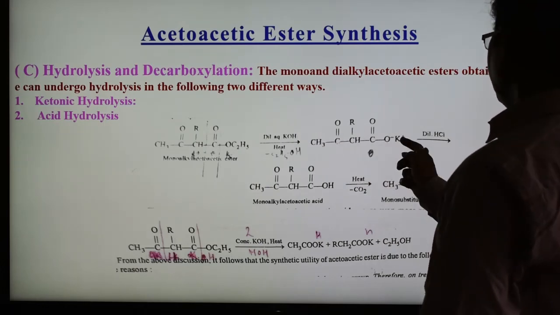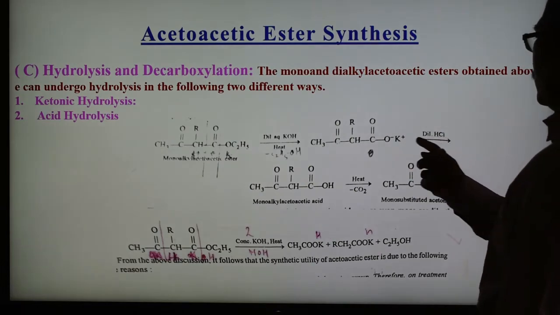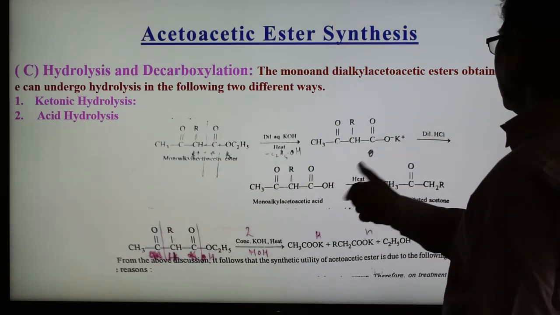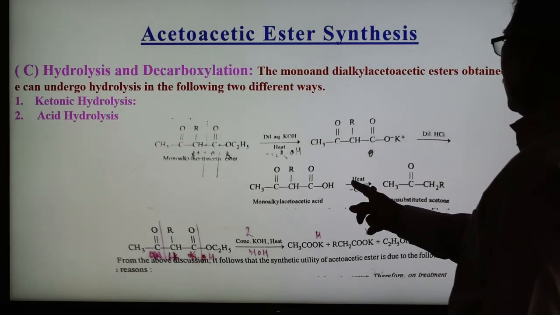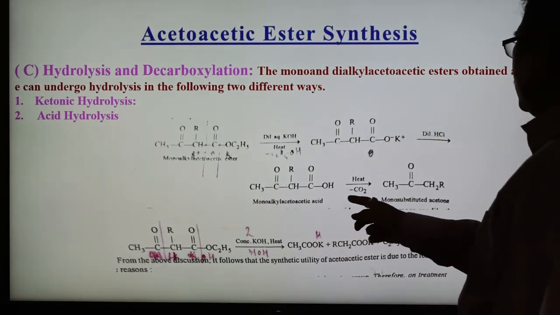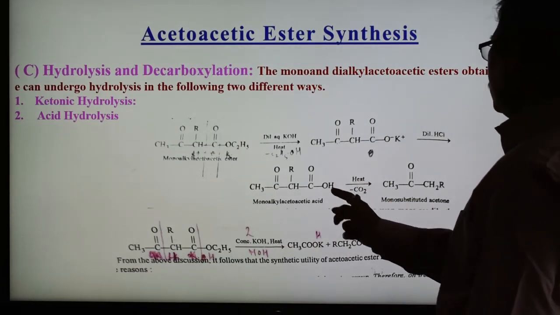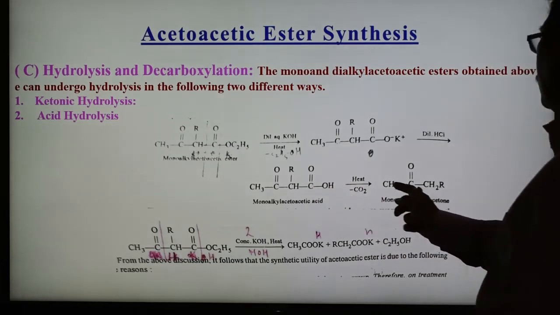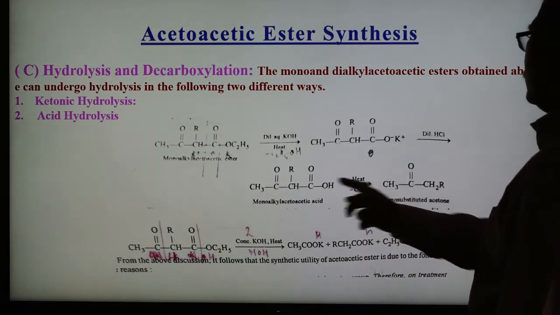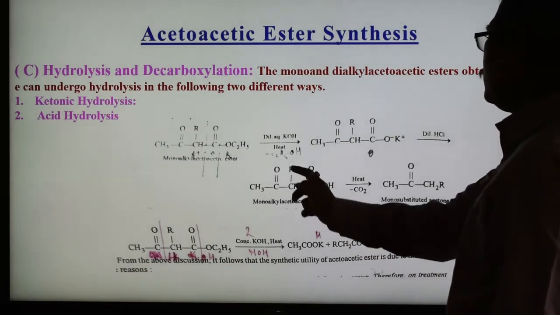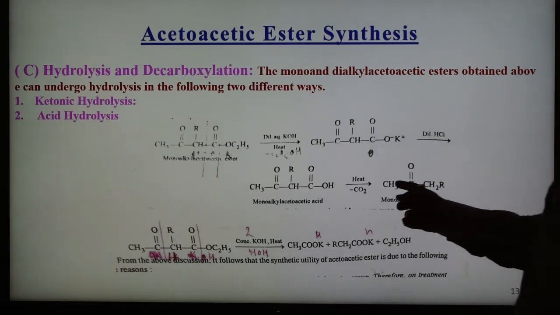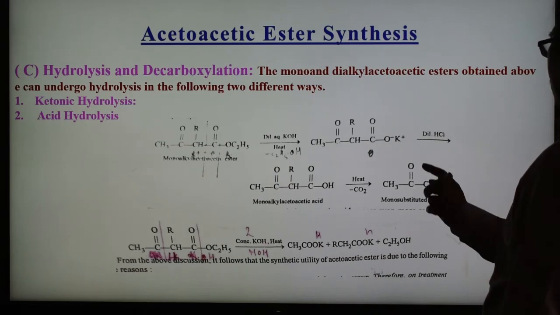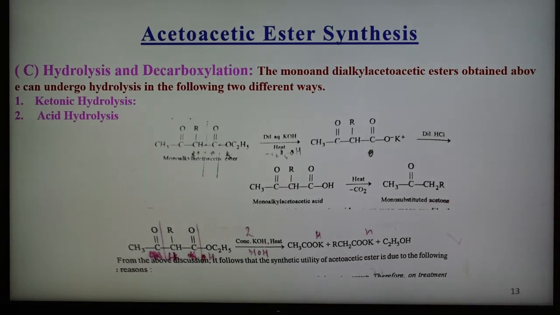Potassium comes here and C2H5OH is released, and after acidification H comes here in place of K, with HCl and KCl released. This is the monoalkyl acetoacetic acid, and on heating, CO2 is lost, and we get the compound CH3COCH2R. This CH2R is left after CO2 is lost. This is known as mono-substituted acetone. This is acetone, CH3COCH3, so with R there it is a monoalkyl-substituted acetone. In this way the ketonic hydrolysis can take place.